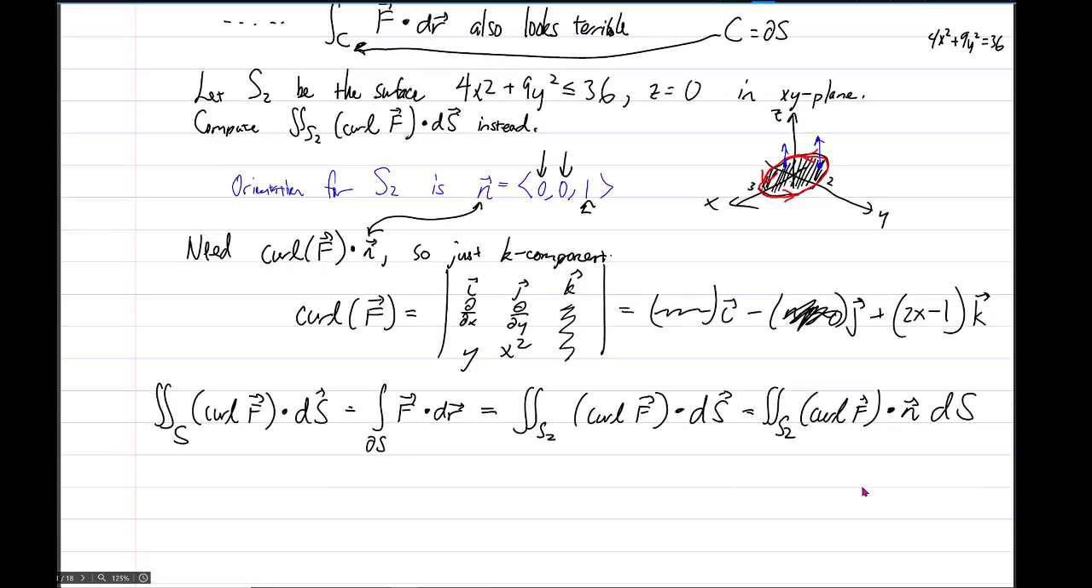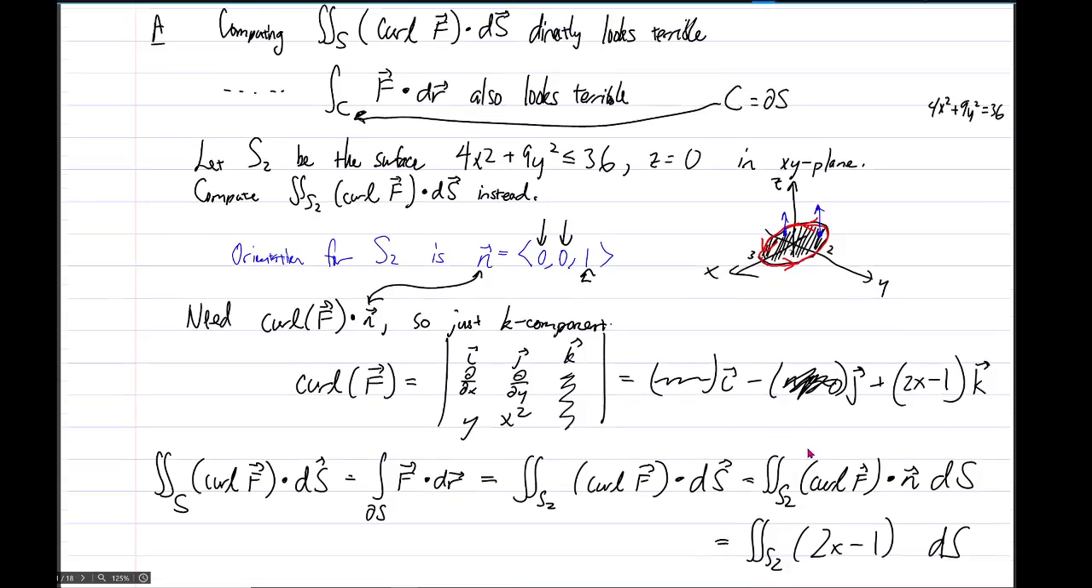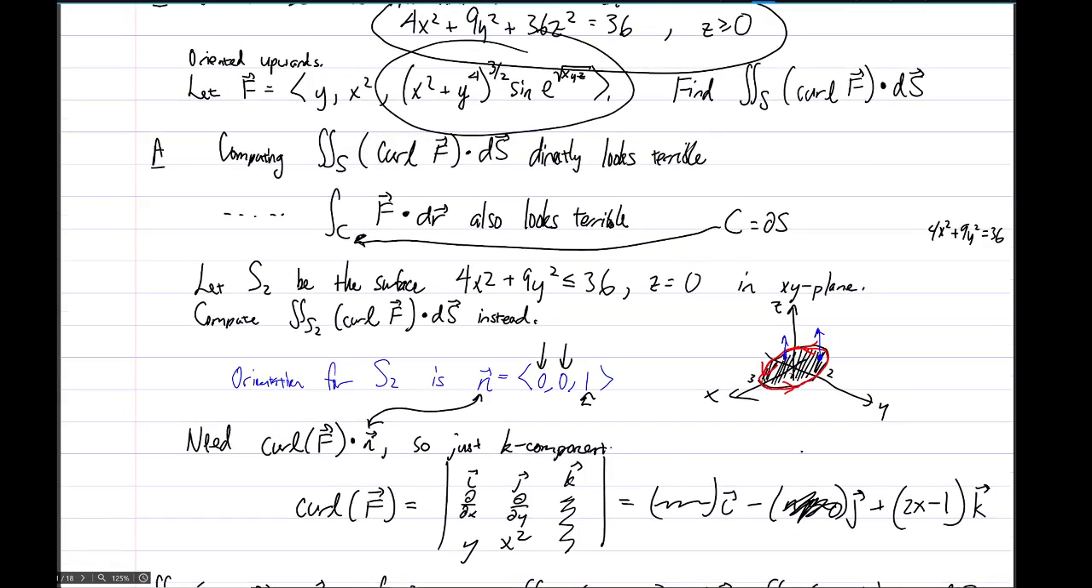And the point is that this is going to be the double integral over S2. Let's not work too fancy yet. The key thing to point out is that the dot product of this vector field with this nice 0, 0, 1 vector is only going to give you that third component. So we're just going to get a 2x minus 1 in here. That's fantastic because the original vector field just looked really awful. So then what?